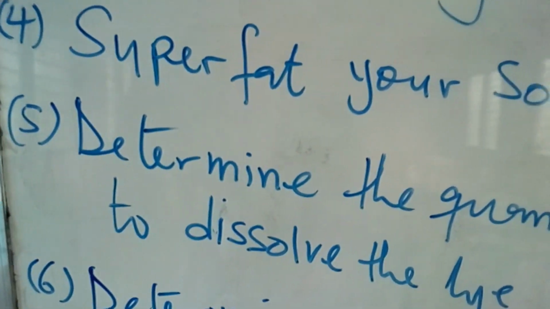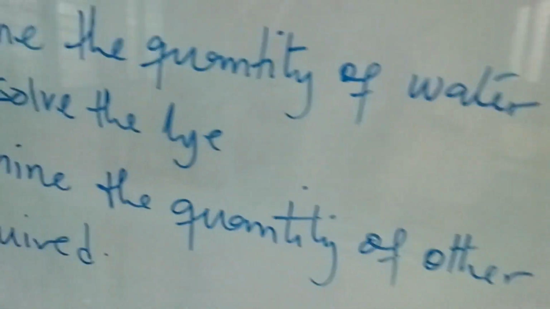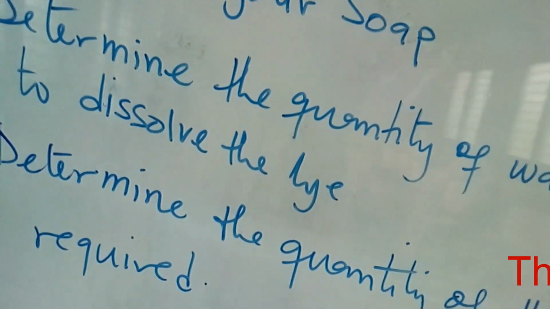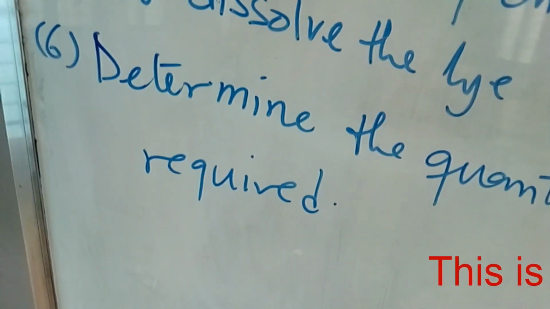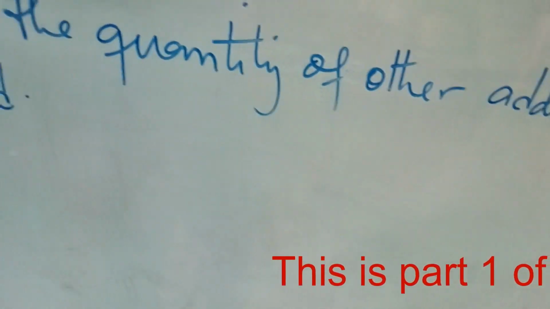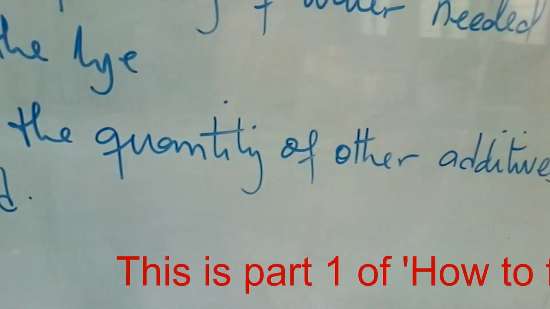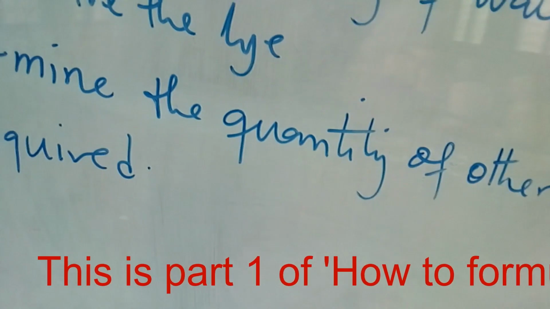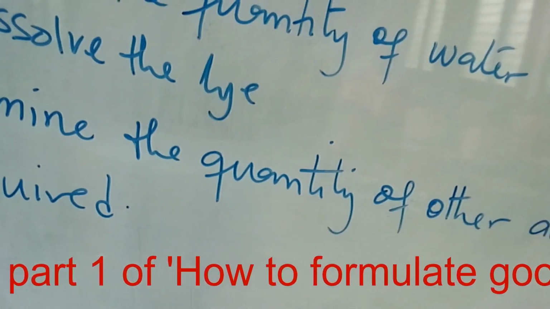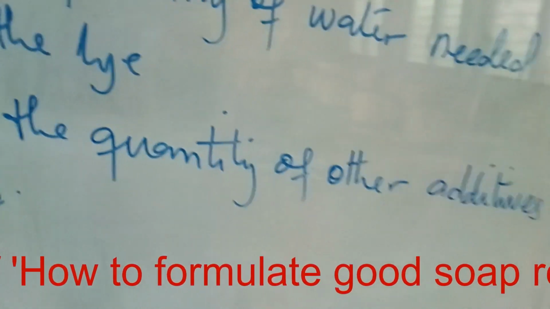Then step five, we also have to determine the quantity of water needed to dissolve our caustic soda. Then the last one, step six, is other additives that we'll be adding to the soap, like the color and the perfume. Those are not necessary actually, because without color and perfume, it's still soap, but we want it to smell nicely and maybe to beautify it with the color.